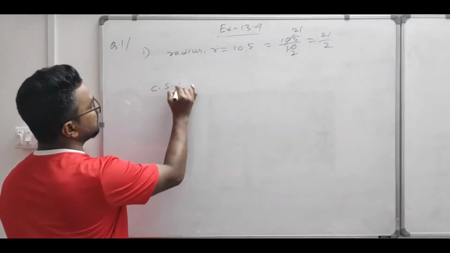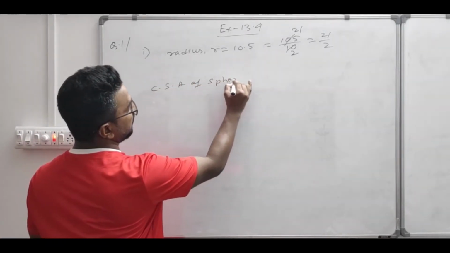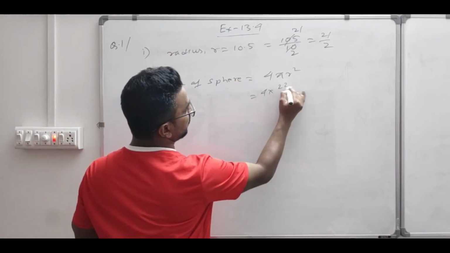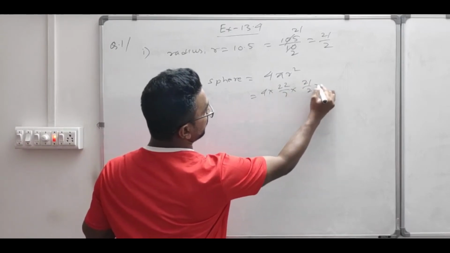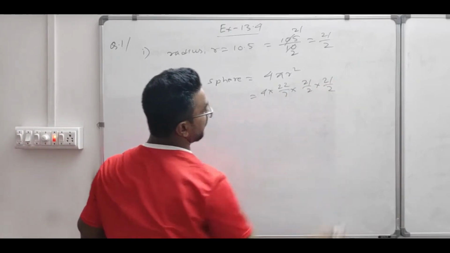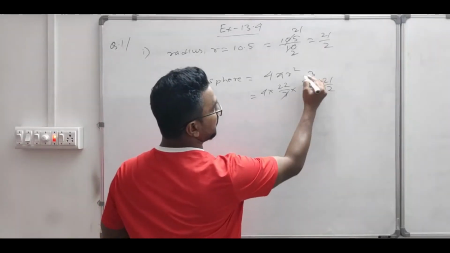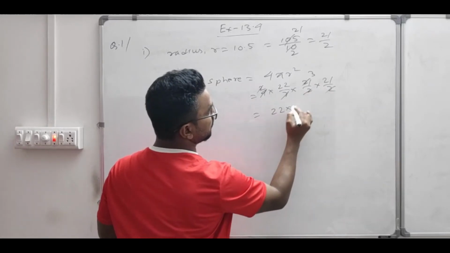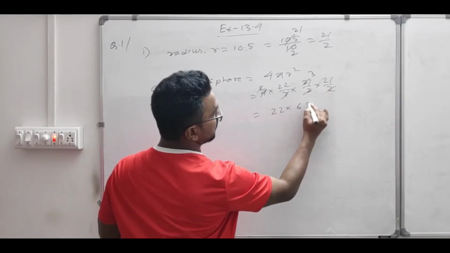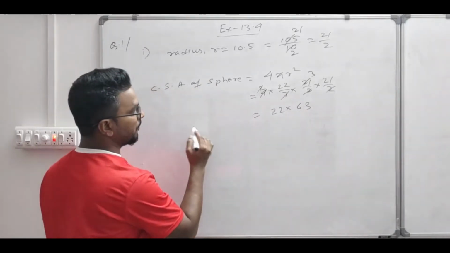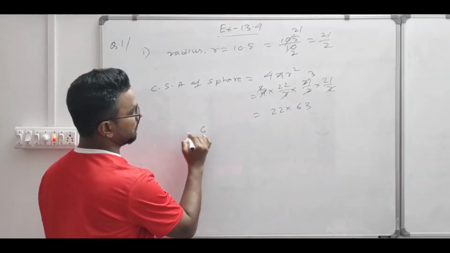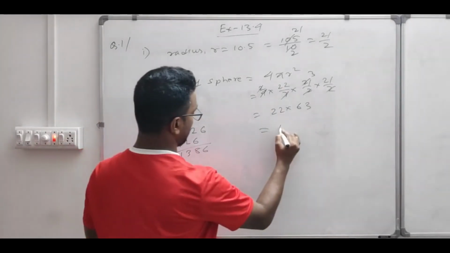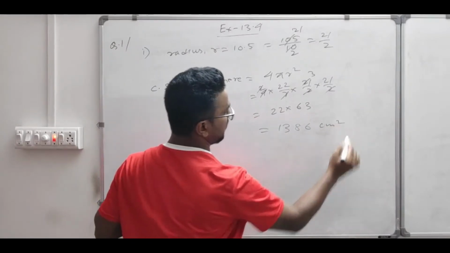Now curved surface area of sphere, the formula was 4 pi r square. So 4 into 22 by 7, r is 21 by 2 square. So you just multiply 2 times. So 7 how many times? 7 3s are 21, 2, 2, 2, 2 cancel. So what do we get? 22 into 63. So if you multiply, it will become 1386. So answer will be 1386 centimeter square.